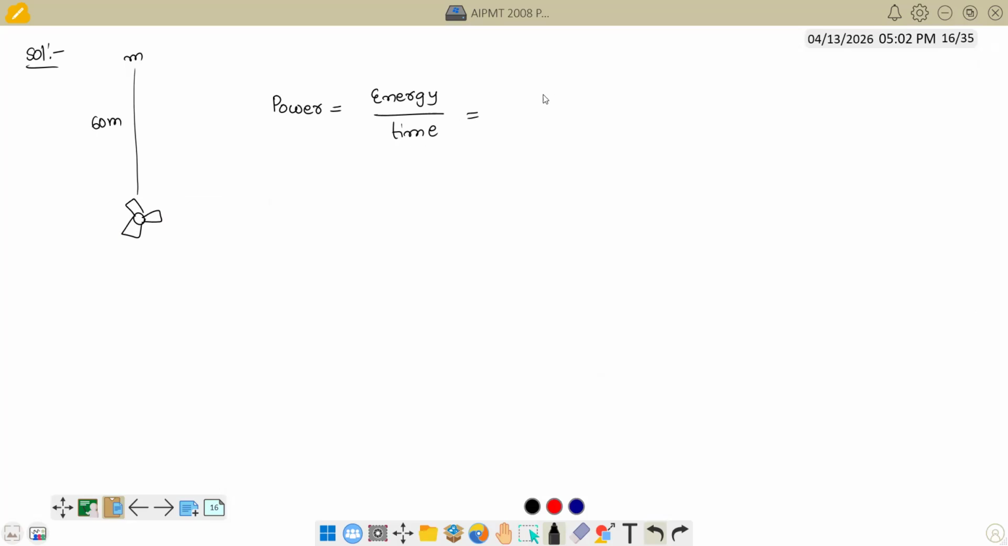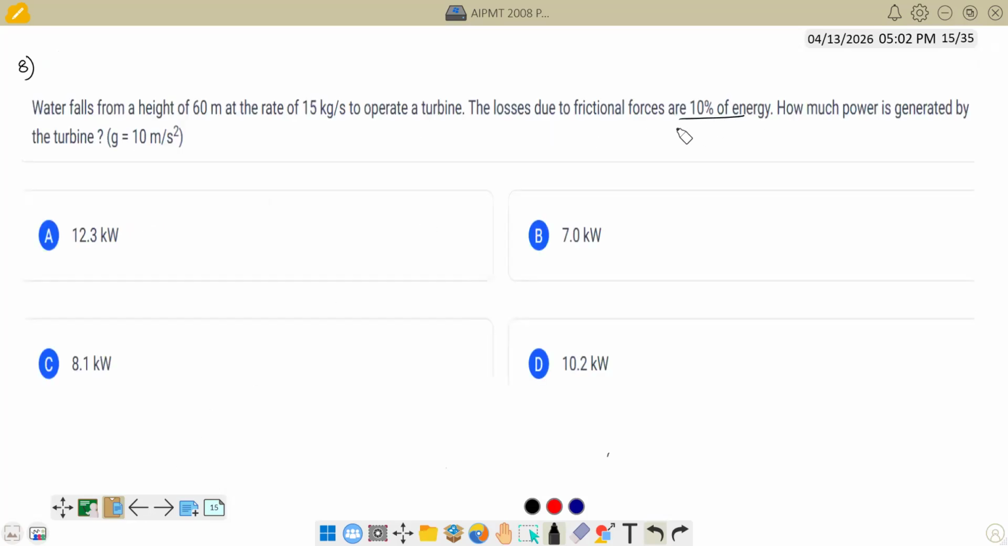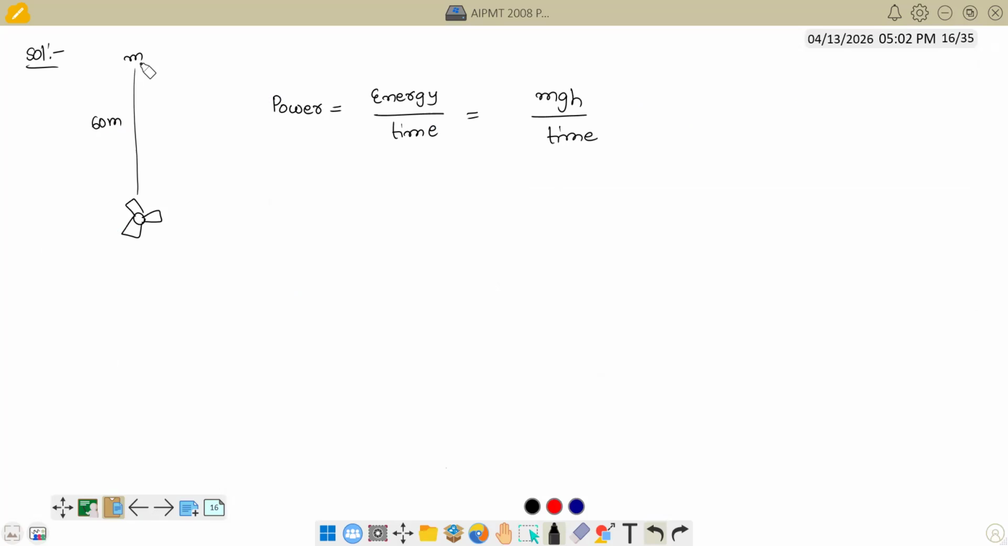So energy would be mgh divided by time. But the author is telling there is a 10% energy loss due to friction, because when the water is traveling and due to collision and all those things, some 10% energy is lost. So then basically we can write power obtained would be, if 10% is lost, we only obtain 90% of this. So 90% of mgh divided by time t. So simply 90 by 100.